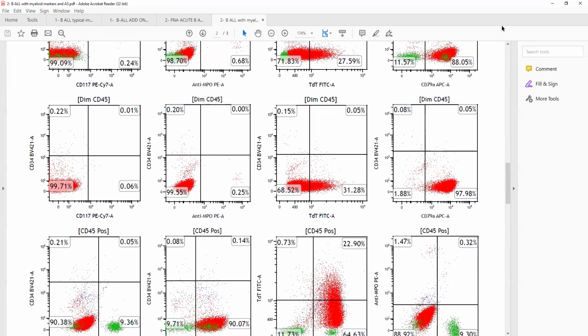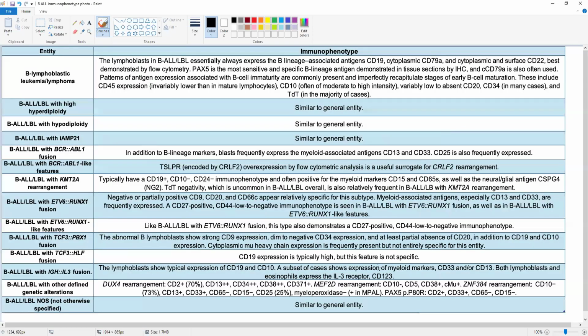Now, the last thing that I want to discuss is that flow cytometric findings can be associated with specific subtypes of B-lymphoblastic leukemia lymphoma. As you can see here, we do have so many subtypes. I'm going to go quickly through these. As for the general entity B-lymphoblastic leukemia lymphoma, the lymphoblasts always express B lineage associated antigens like CD19, cytoplasmic CD79A, cytoplasmic and surface CD22. These are best demonstrated by flow cytometry.